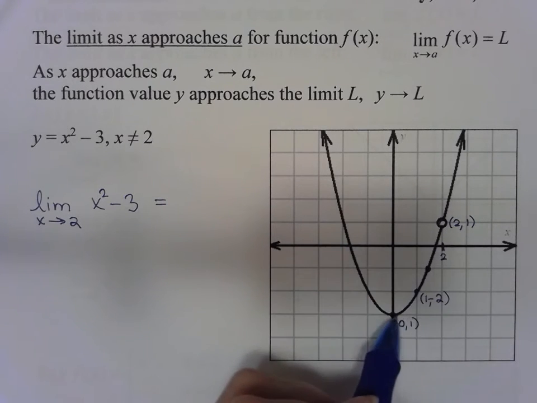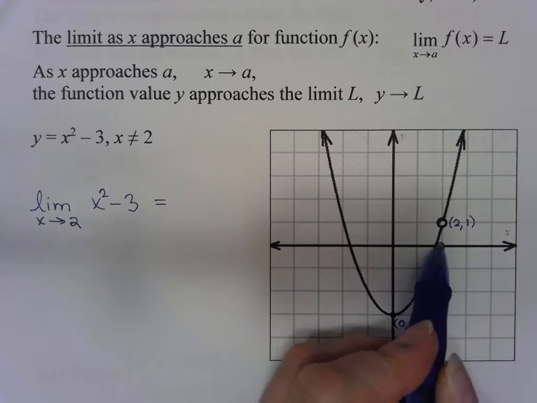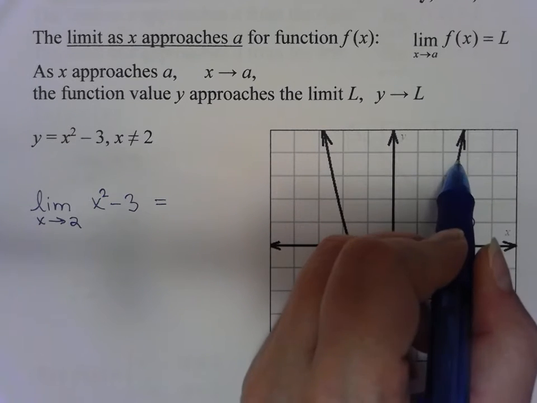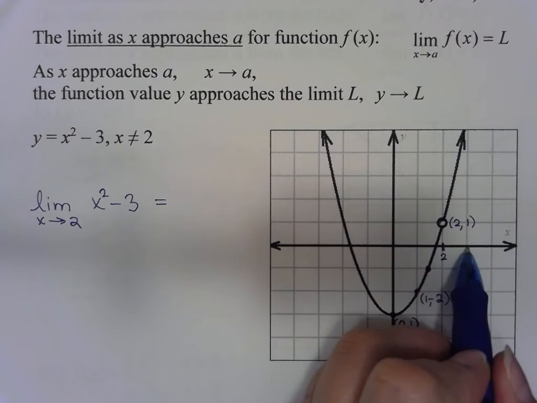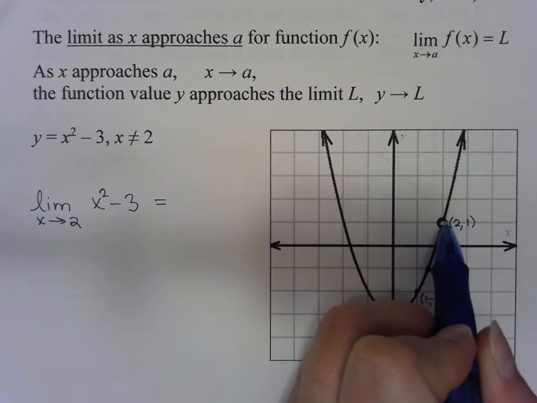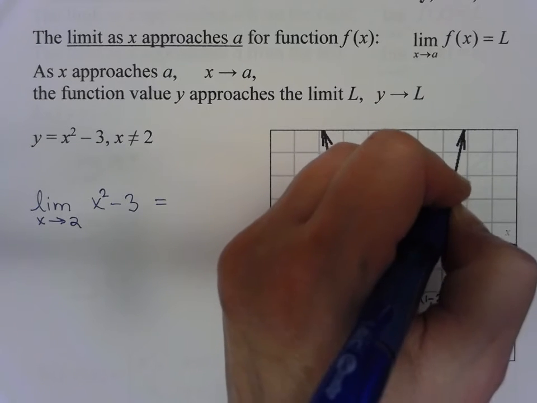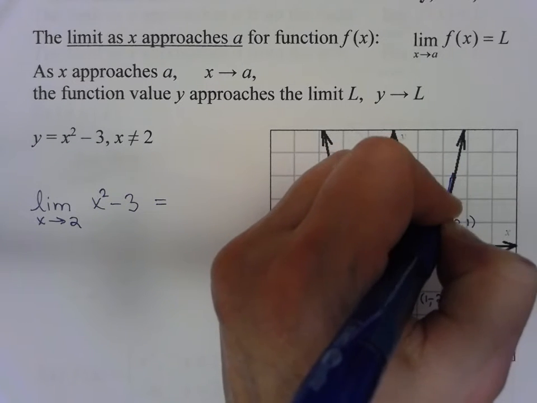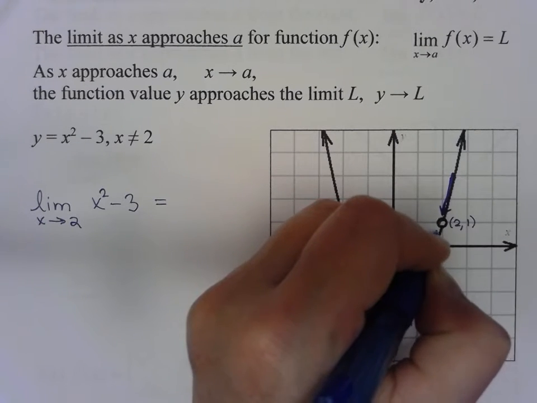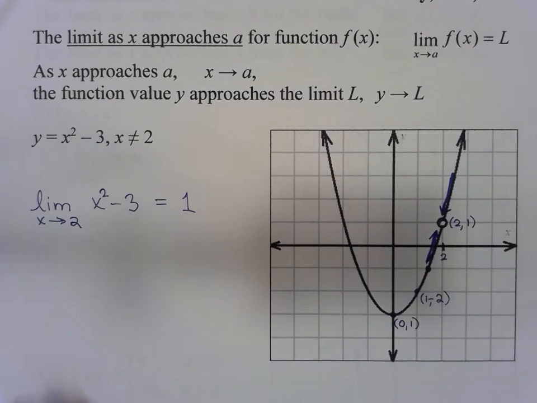And so this is actually from the left, as the x value is getting bigger, approaching 2. But we really want to talk about it from both directions. So as x is also coming from, say, 3 to 2.5 to 2.25 to 2.1 down to 2, the y value is also approaching 1. We're watching it approach on both sides. So that means that the limit is 1.